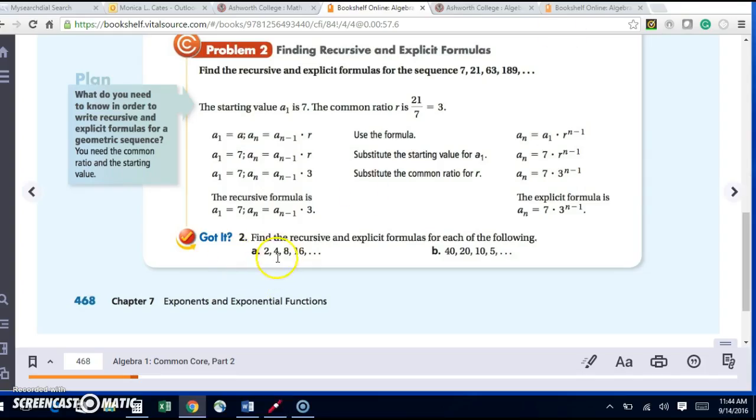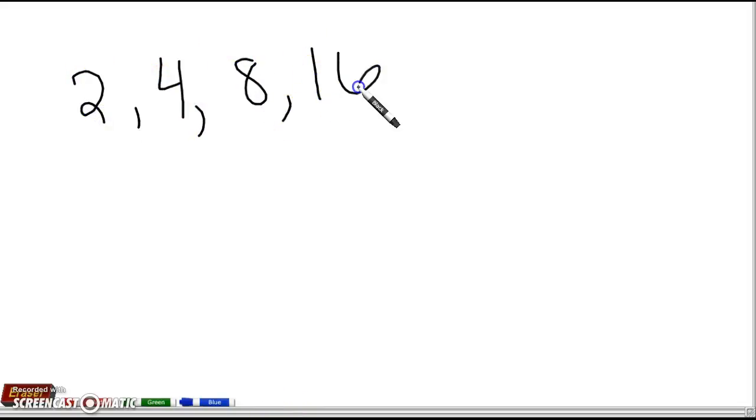And I have 2, 4, 8, and 16. So I can easily see, well, we can work it out. 2, 4, 8, 16, dot, dot, dot. So 4 divided by 2 is 2. So my r is 2. 8 divided by 4 is 2. 16 divided by 8 is 2.